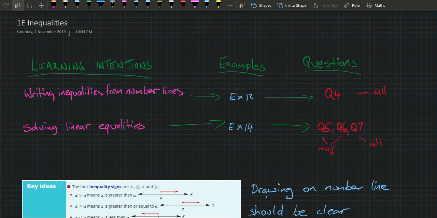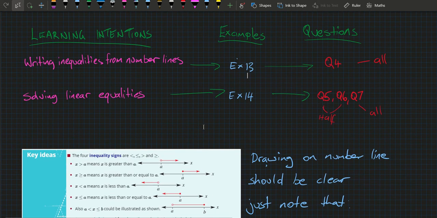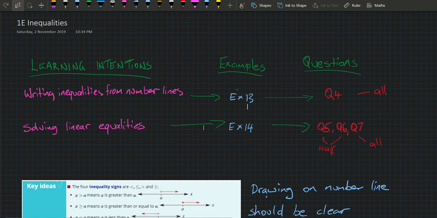The examples are 12 and 14. Excuse me, that should be example 12, not example 13. And for your pre-learning, I hope I haven't made it too much of a mess with writing the alls and halves. Do half of question 5 and 6 and all of 4 and 7, okay? Question 4 is super quick, and you want to think about all those examples, and there's not a lot to question 7.